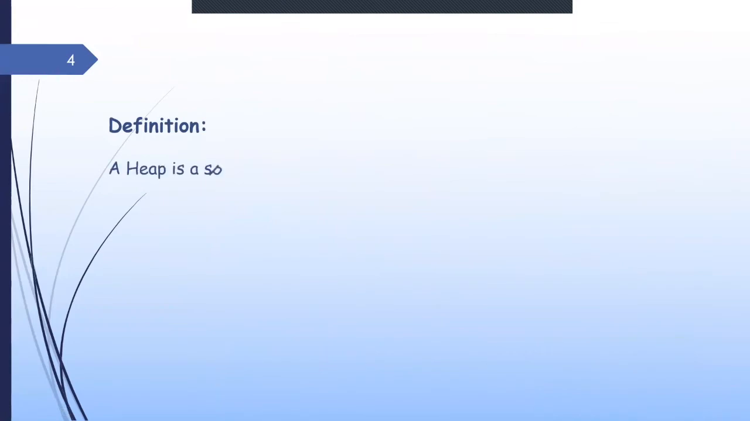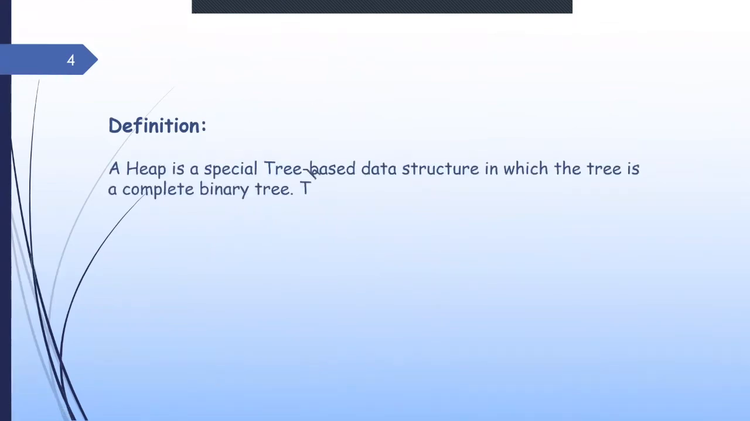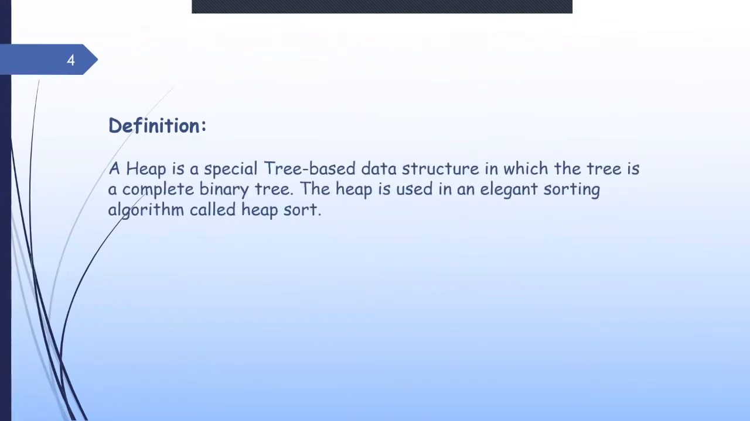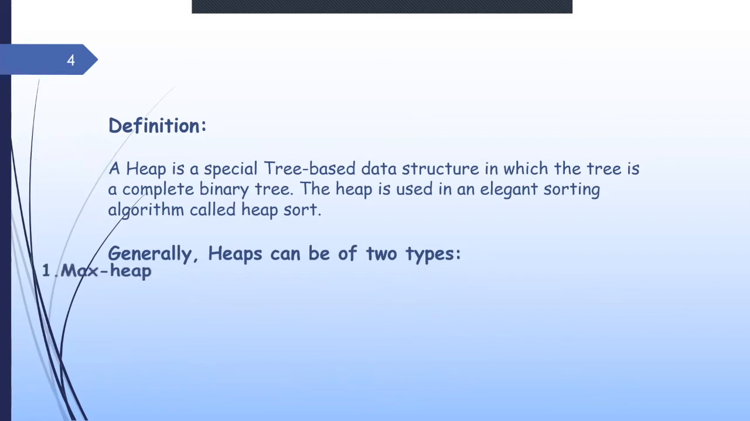Now, definition. A heap is a special tree-based data structure in which the tree is a complete binary tree. The heap is used in an elegant sorting algorithm called heap sort. Generally, heaps can be of two types: max heap and min heap.